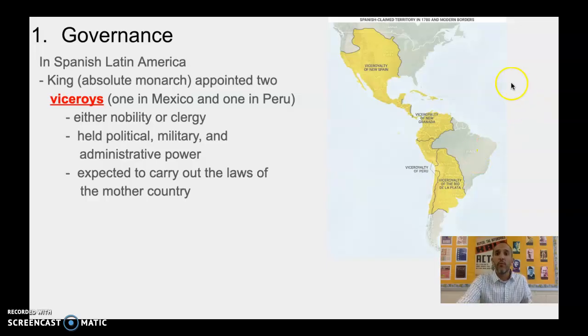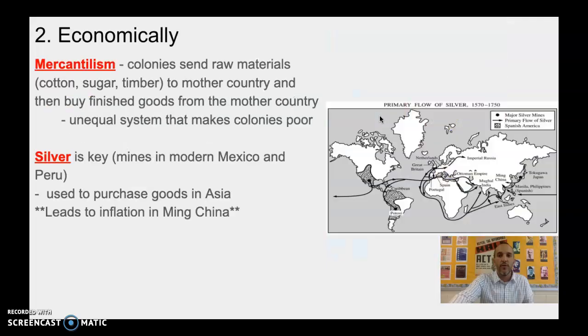And part of this is it takes so long to communicate at this point between Spain and Latin America that you have to give them at least a little bit of day-to-day control, because you can't constantly communicate. It's not like modern day technology where you can shoot out an email real quick and be like, this is what I want you to do today.